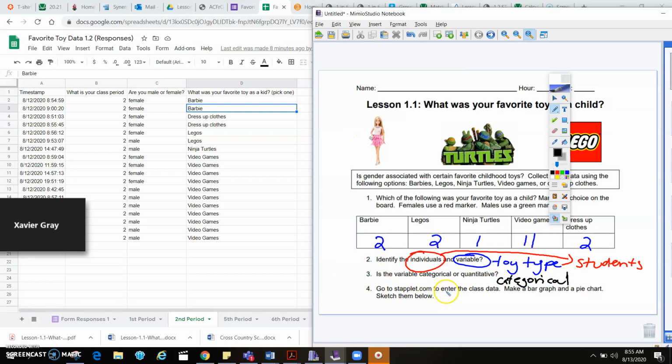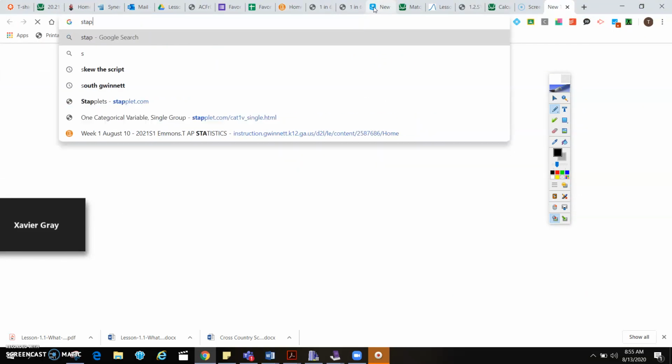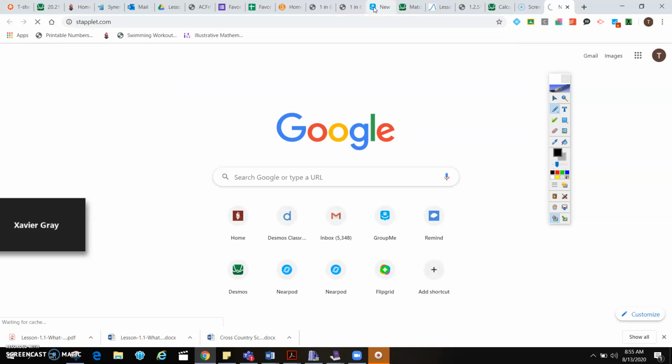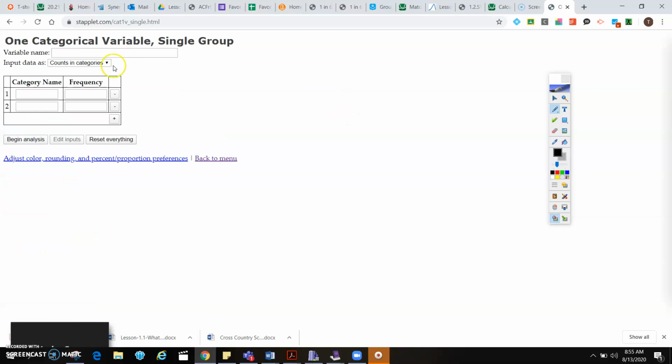So now we're going to go to Statplet.com and enter the class data. This app we're actually going to use quite often when we create graphs because it's real quick and easy to use. We're going to go into one categorical variable, single group. Our variable name is toy type, or type of toy, whichever one. And then we're going to say Legos. We're going to say Ninja Turtles.